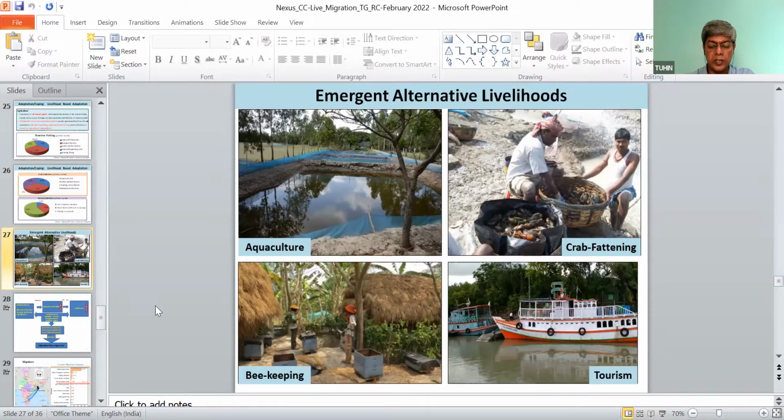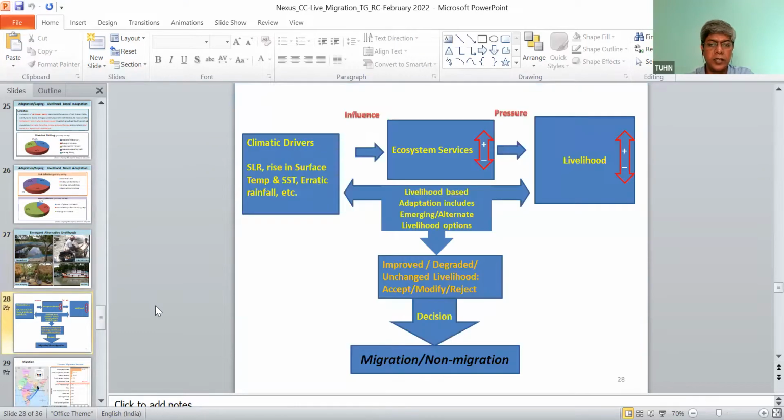So these emergent alternative livelihoods are not always helping them. So then the situation is arising like this. All these climatic drivers are basically influencing the ecosystem services and putting pressure on the livelihood. So they tried with this livelihood-based adaptation, which includes the emerging alternate livelihood options. And they thought that there will be some improvement. And we can see there's some degradation and unchanged livelihood.